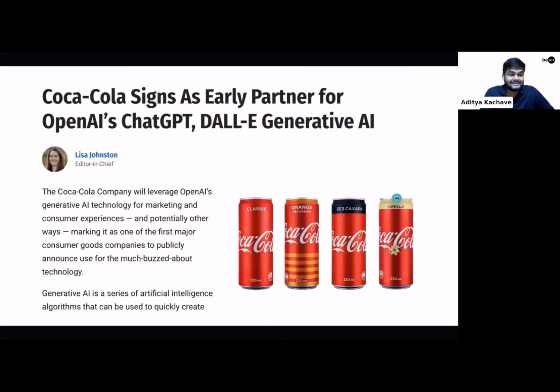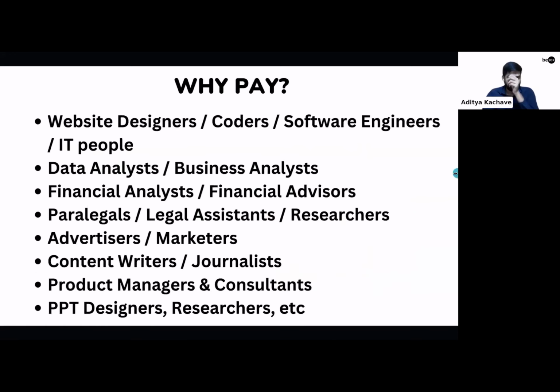Not only this, Coca-Cola, one of the largest marketing companies in the world, has even signed a deal with ChatGPT, and they will be using solutions of ChatGPT and Dolly and other generative AI tools. So even in Coca-Cola, you can see they are already starting to lay off, and they have already frozen their hiring, right? I'll show you what is happening right now.